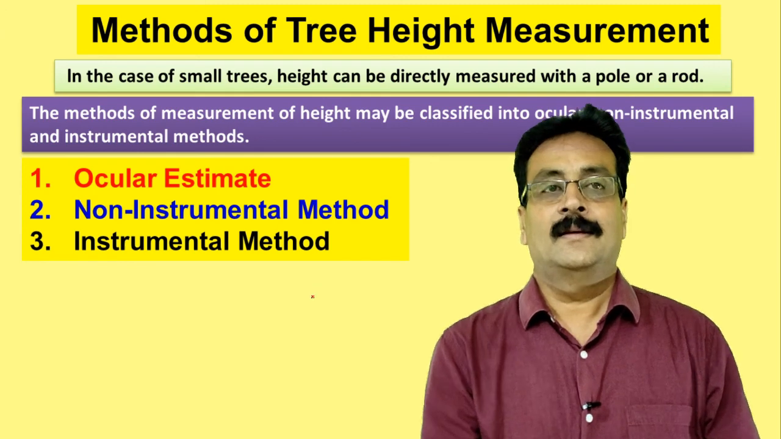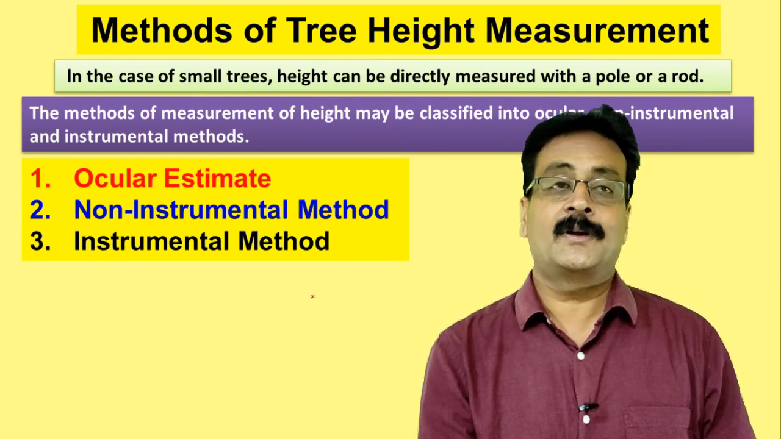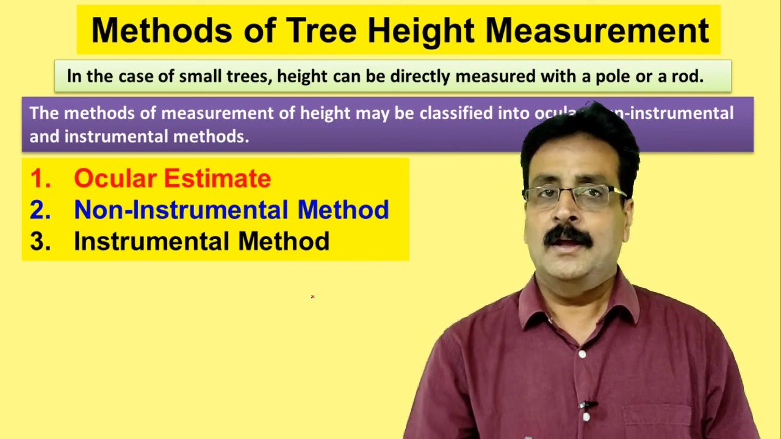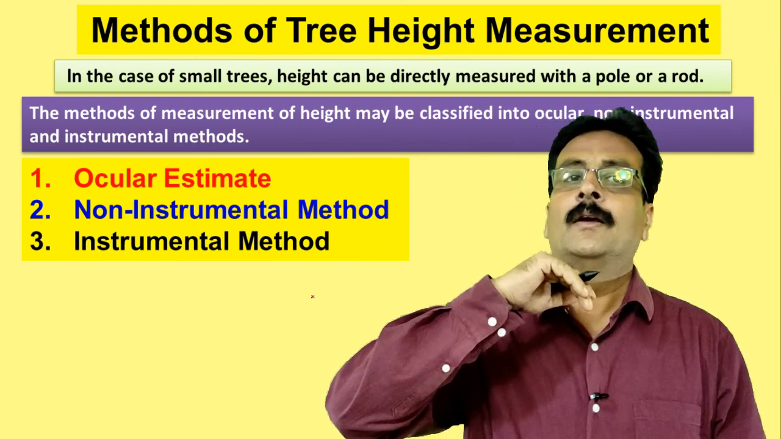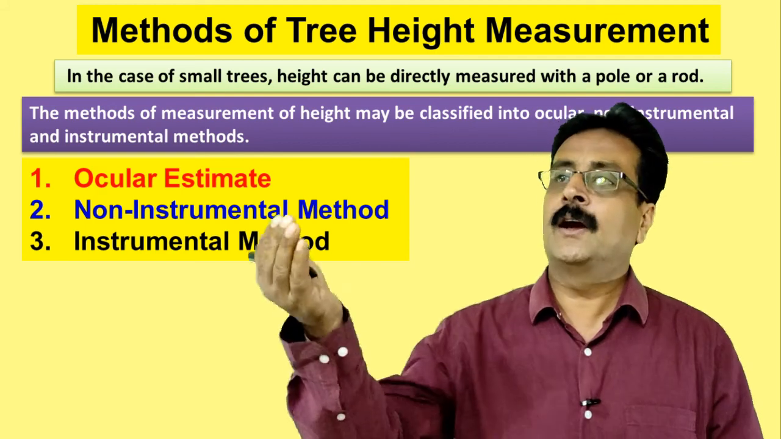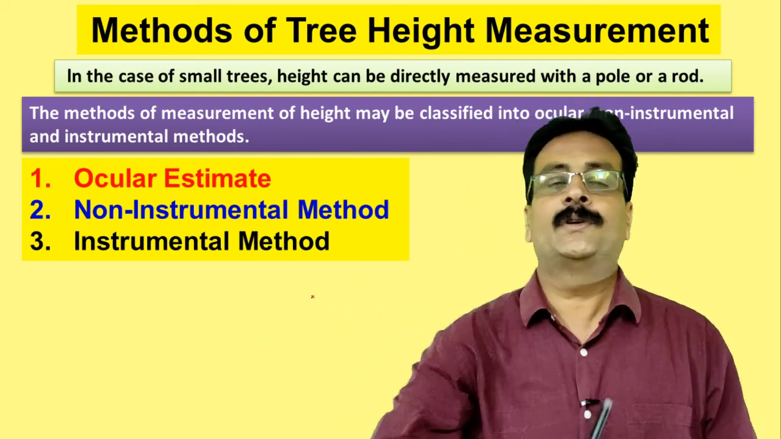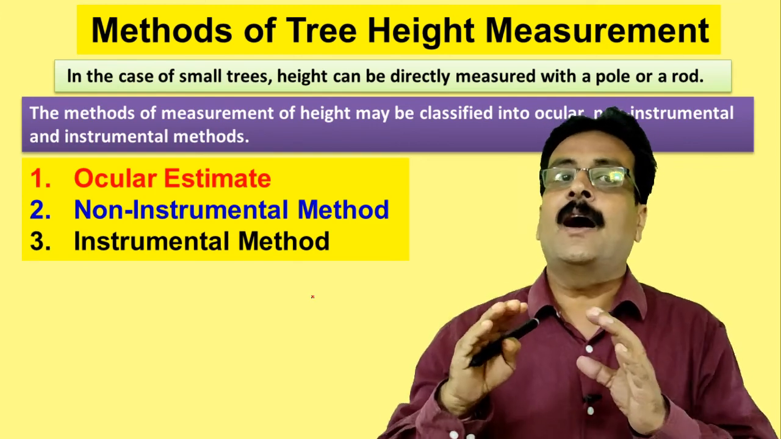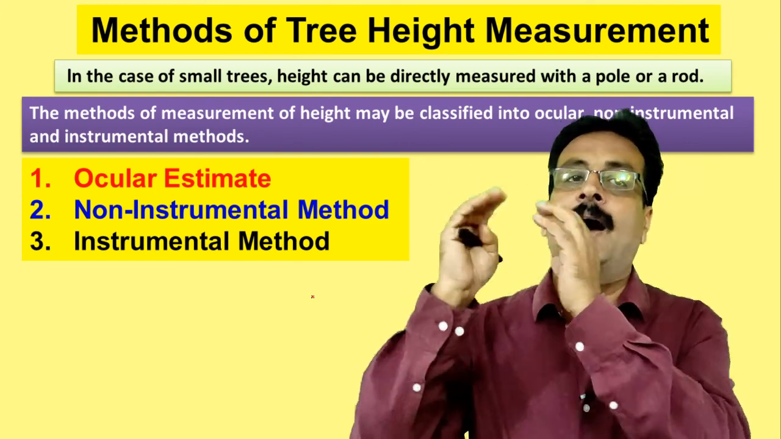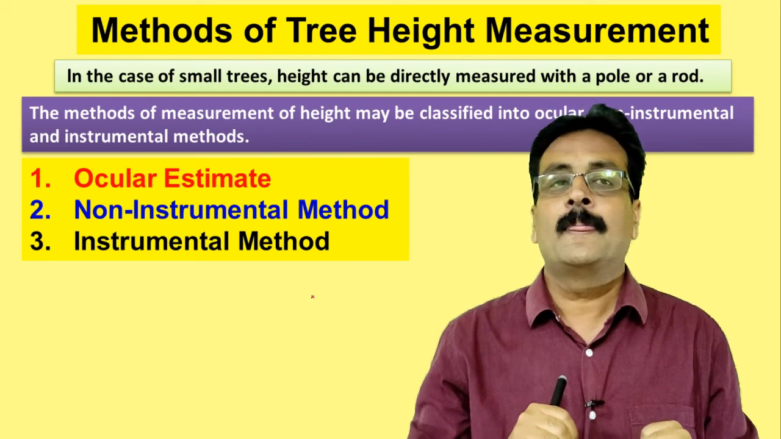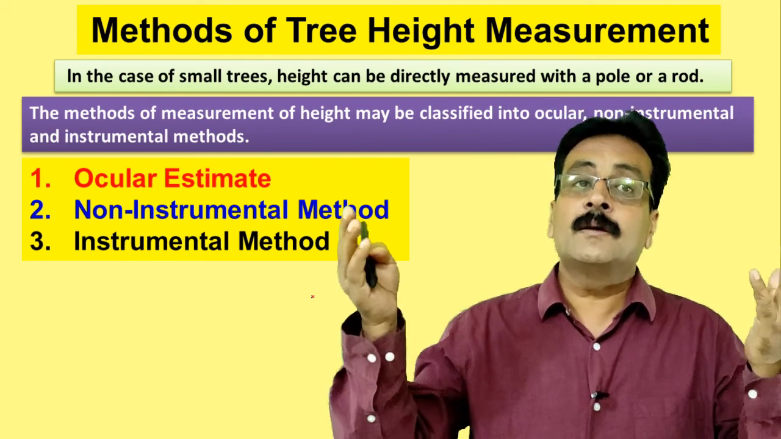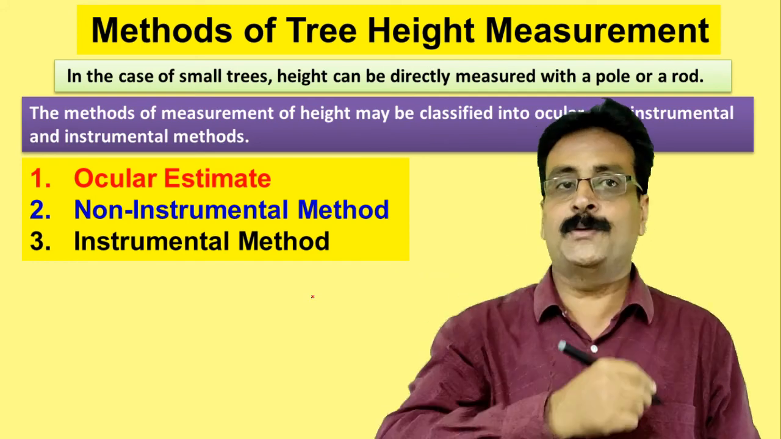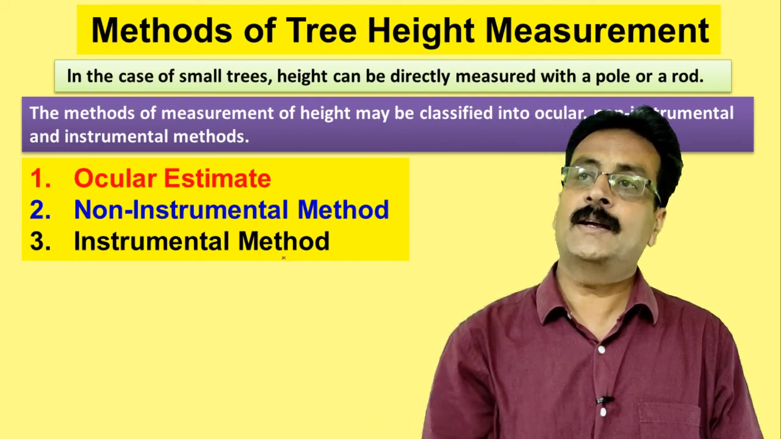Now, important is the method of tree height measurement. When we measure a tree, if it is small, it is very easy to measure. We can take a pole or a rod and then measure it. That is not a very difficult task. But generally, trees are long, more in height. You will find some trees are 40 meters, some may go to 50 meters. So how to measure the tree height? That is very important.